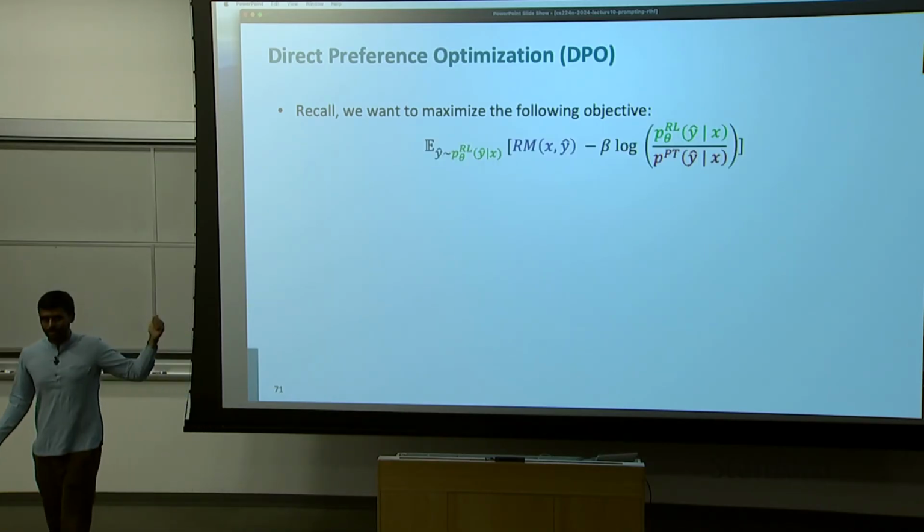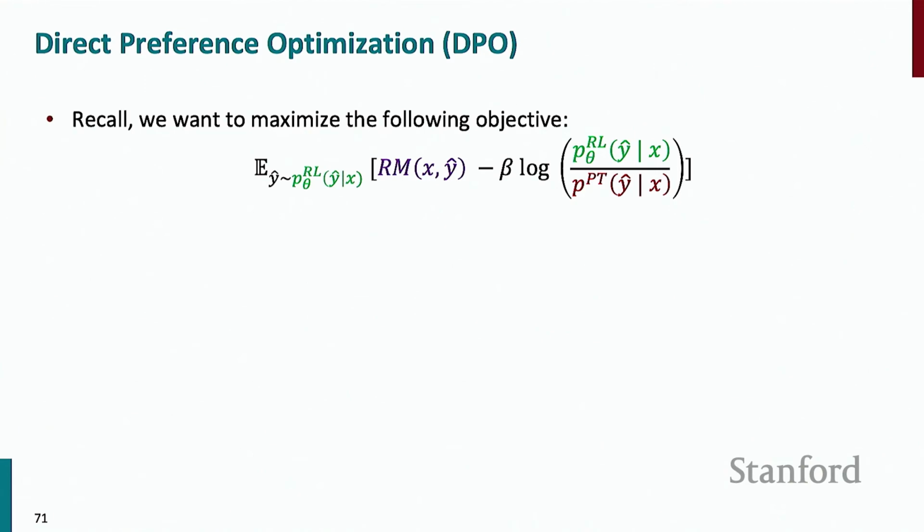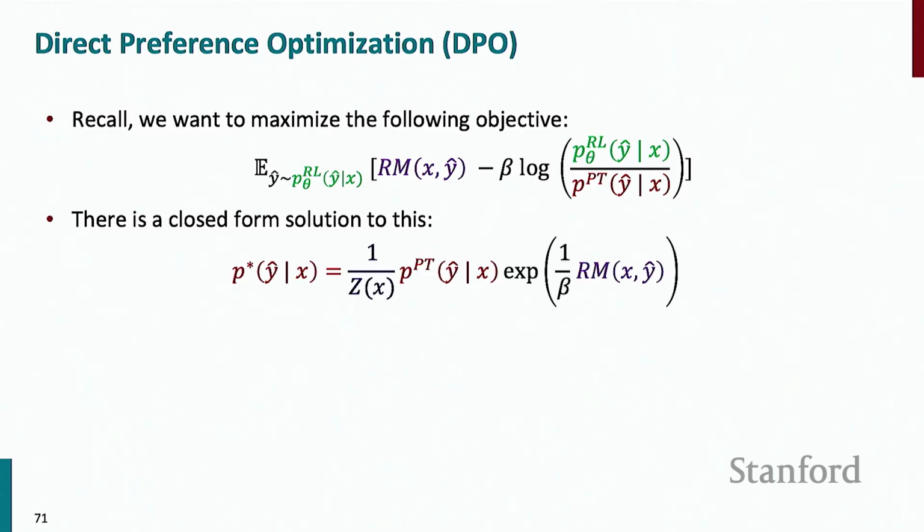So yes, we discussed that we wanted to solve this expected reward problem where we want to maximize the expected reward, but we subtract this term, which is the beta log ratio, which essentially penalizes the distance between where our current model is and where we started off. So we don't want to drift too far away from where we started. Now, it turns out that this specific problem, instead of doing an iterative routine, there's actually a closed form solution to this problem. So the closed form solution looks something like this.